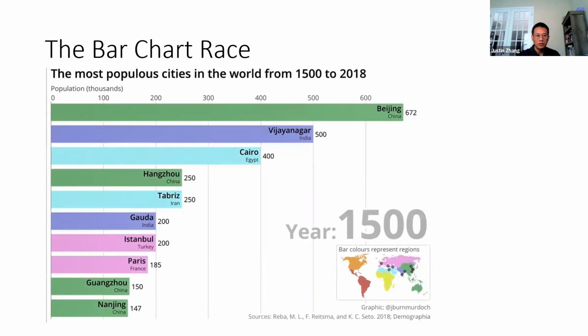So here is a very well-known example. If you haven't seen this before, the bar chart race from JBM, which is the person's abbreviation, John Murdoch. He shows a great way to use bar charts in an animated way. So let's look at this example.